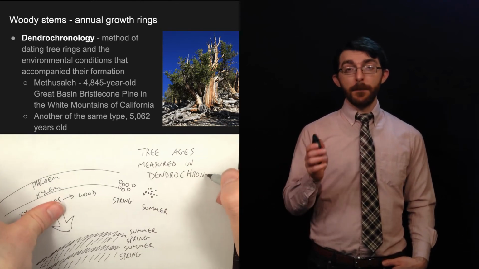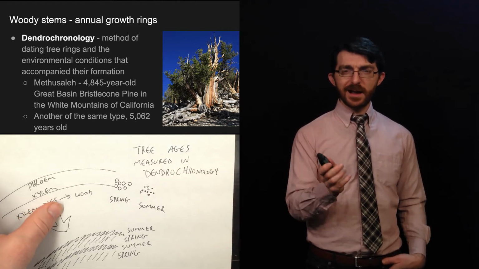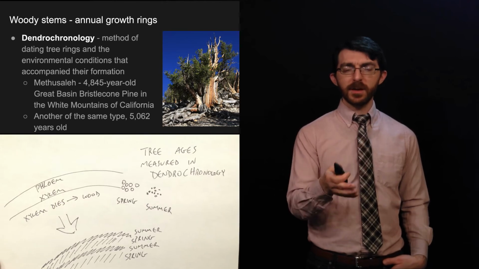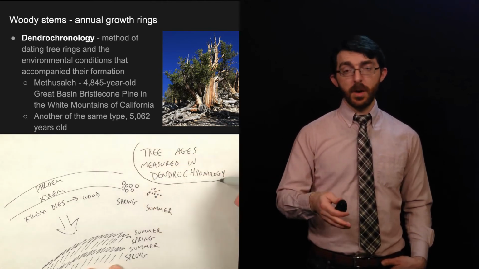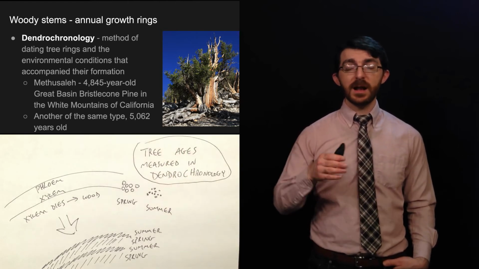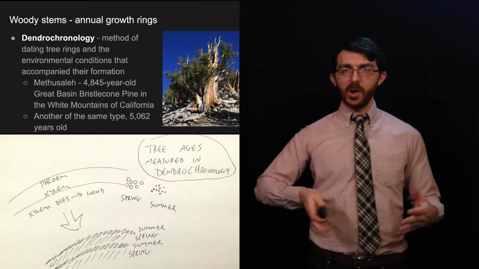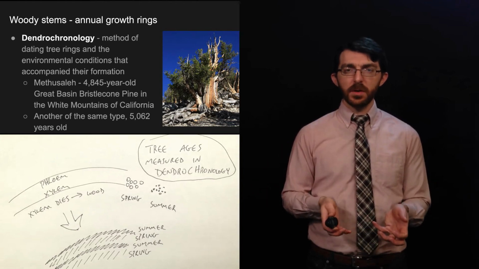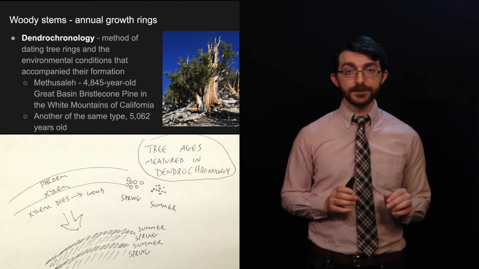Okay? But they'll also preserve signs of environmental conditions that were present at the time. For example, if there was a volcanic eruption one year during a tree's life and there was a lot of ash or dark material that got incorporated into the soil, that may be reflected in that year's tree ring.